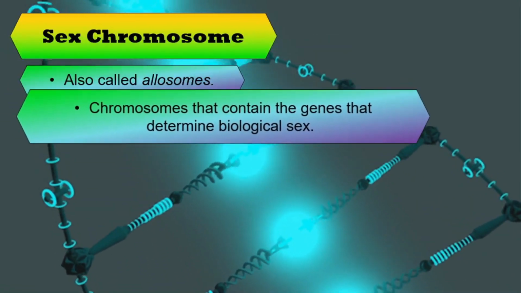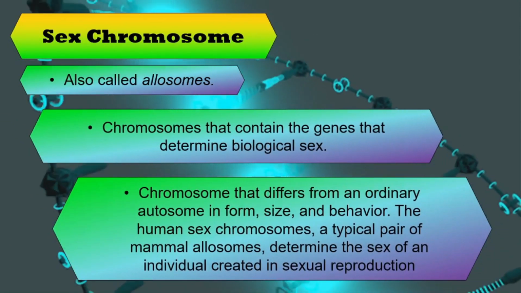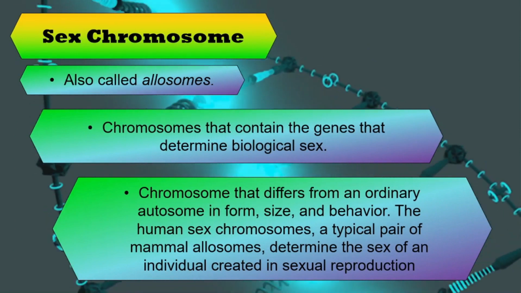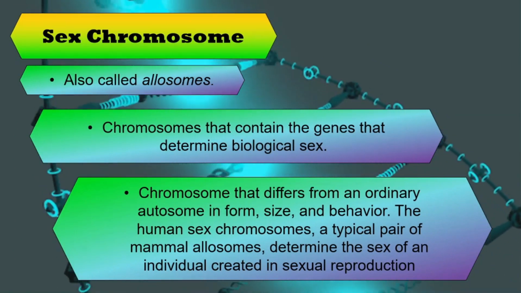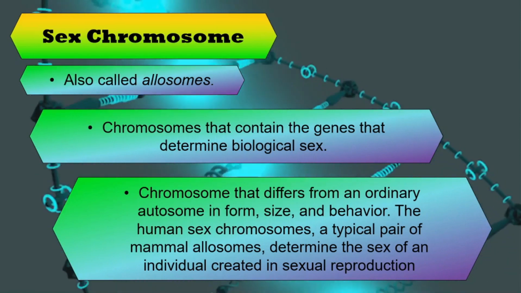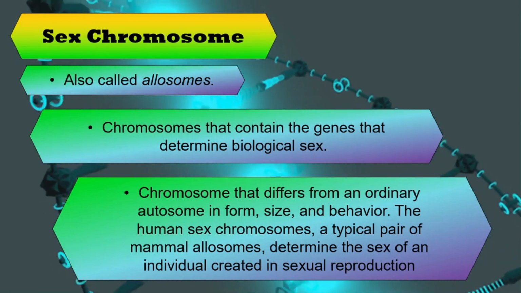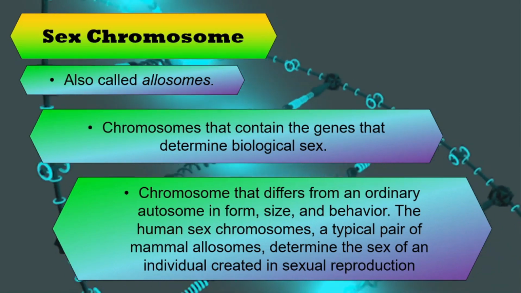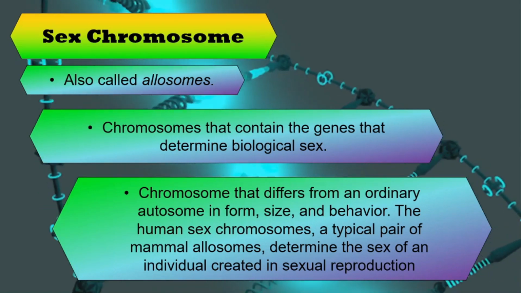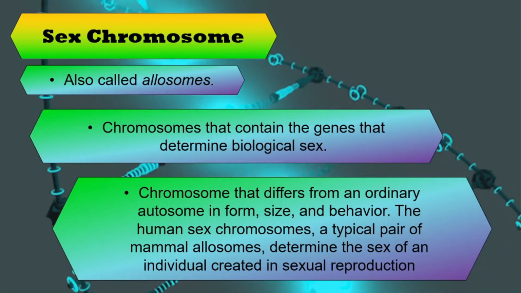Sex chromosomes are also known as allosomes. These chromosomes contain the genes that determine the biological sex. They differ from ordinary autosomes in form, size, and behavior. The human sex chromosomes are a typical pair of mammal allosomes which determine the sex of an individual created in sexual reproduction.